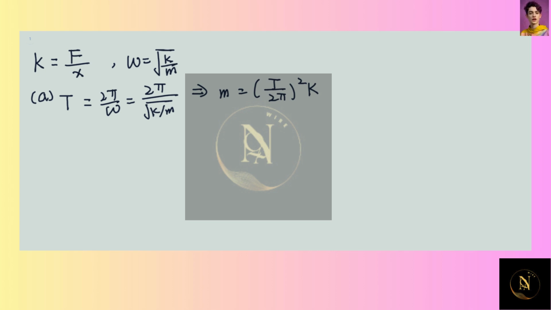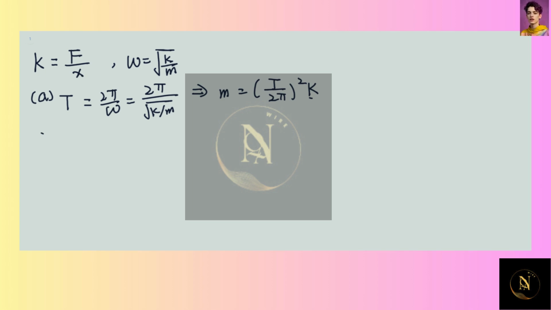So we know the period is 1 second. We know 2 pi. We know k from the very beginning. We can find the exact value of the mass. That's question A. And hence, you know the mass, you know k here. You can also find the value of the angular frequency.